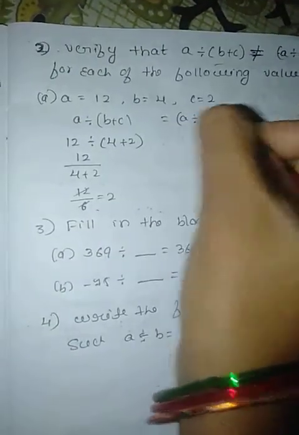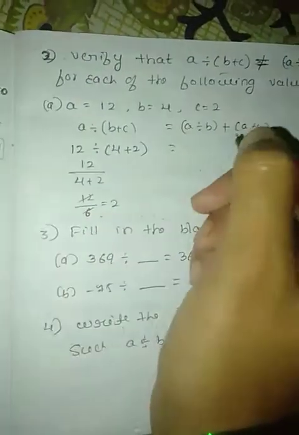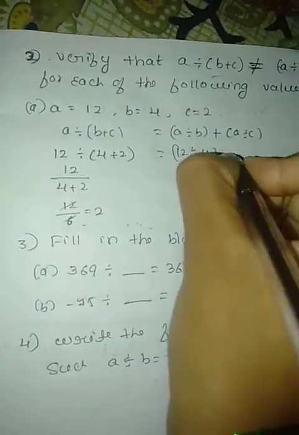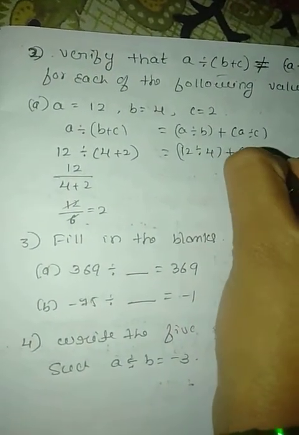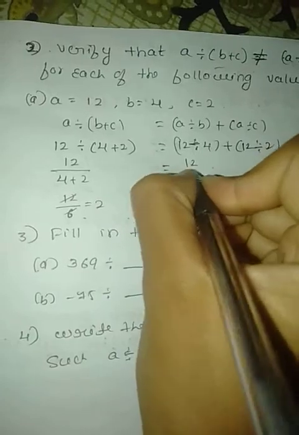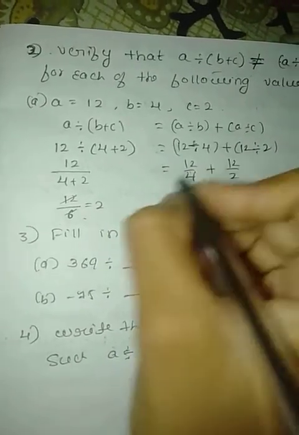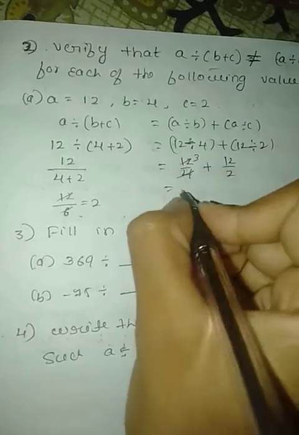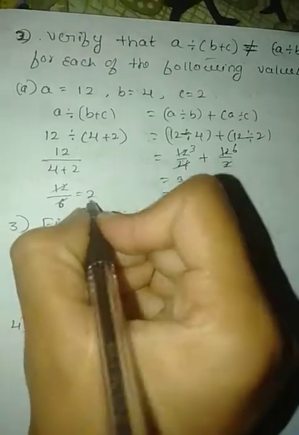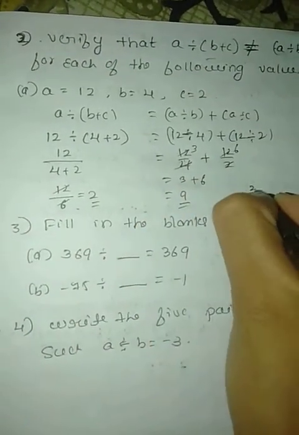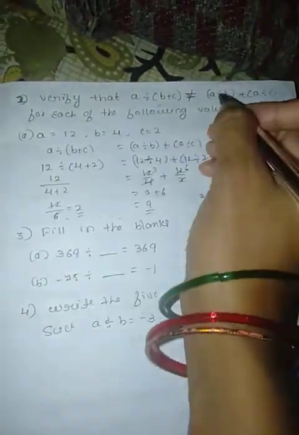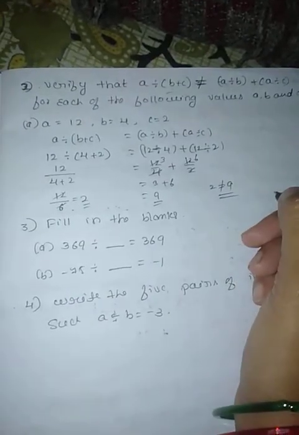a divided by b plus a divided by c. Put the values: a is 12 divided by b is 4, plus a is 12 divided by c is 2. Now 12 by 4 plus 12 by 2. 4 threes are 12, plus 2 sixes are 12. 3 plus 6 is 9. Here the LHS is 2 and the RHS is 9. 2 is not equal to 9. So LHS is not equal to RHS, that is 2 not equal to 9.